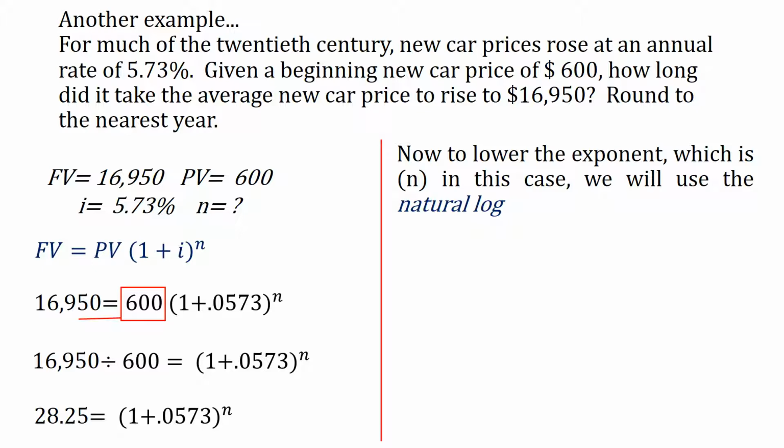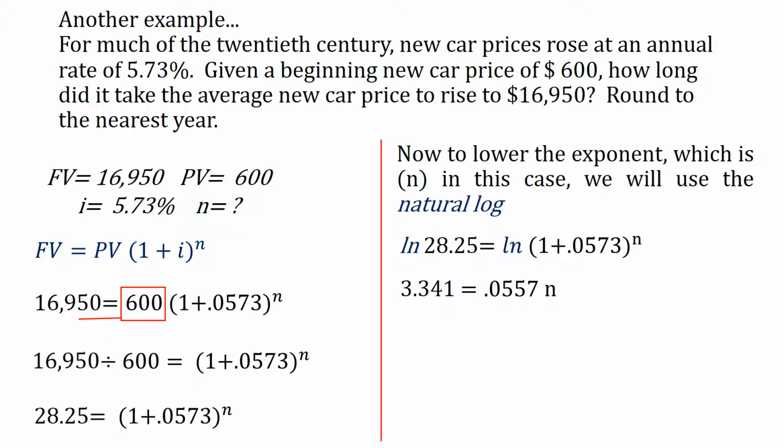So, you will press on your calculator ln and enter the value in the left side of the equation, which is 28.25. Get the answer and write it down. And then for the right side of the equation, again in your calculator, press ln and then enter 1 plus 0.0573 and get the answer. Don't forget to write next to the answer n, because now the n is no more an exponent, but on the same line of the equation.